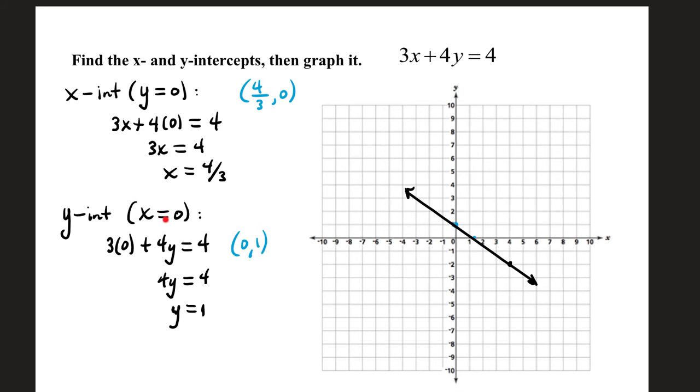Our y-intercept occurs when x is 0. 3 times 0 plus 4y equals 4. That tells us y has to be 1. Connect your two intercepts, and you've got the graph of this particular linear equation.